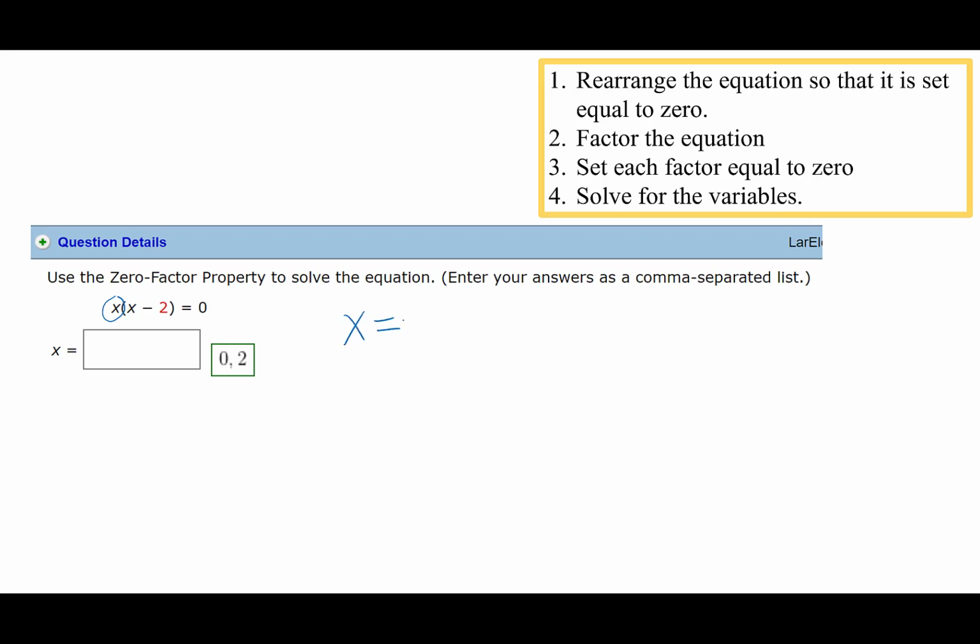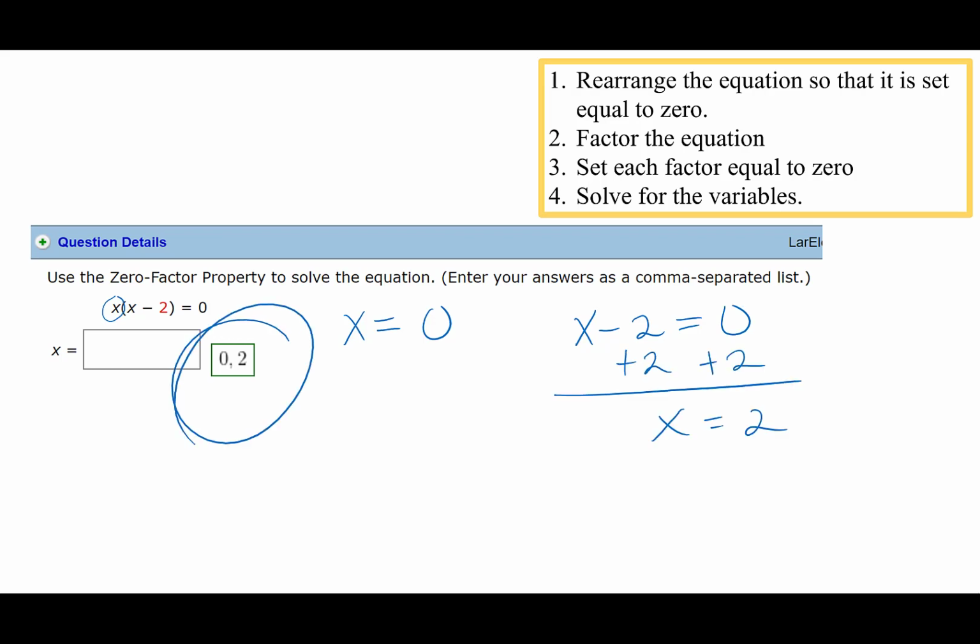It's either x equals 0 or the other factor, x minus 2, equals 0. And what is x if x minus 2 equals 0? Well, x has to be positive 2. And so you can see that this one is 0, 2.